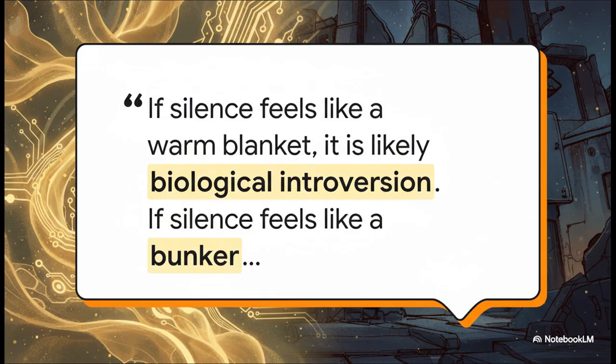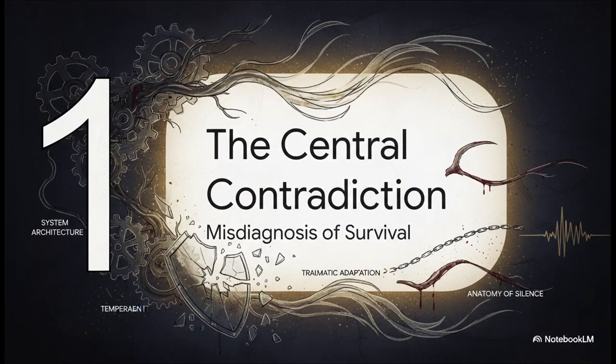One is a metabolic preference. The other is a trauma response. The output might look the same, but the internal architecture is completely incompatible. This log declassifies the evidence. The objective is to distinguish the system architecture of a biological temperament from that of a traumatic adaptation. We are going to dissect the anatomy of this silence.